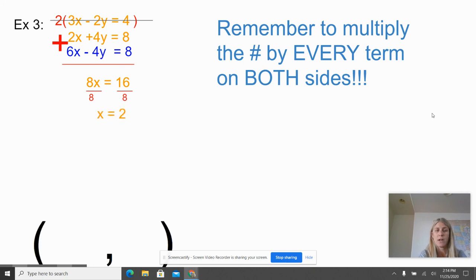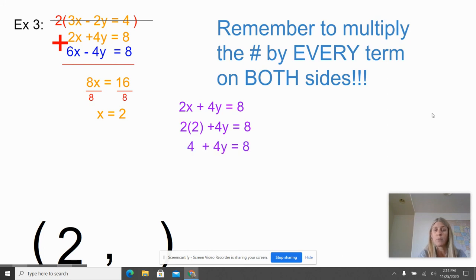We set up our answer and put 2 in our x position. Now we're going to go ahead and plug it in once again, either of the equations, and solve for y. So I'm going to go ahead and use that second equation, 2x plus 4y equals 8. I now know that x is 2, so we have 2 times 2 plus 4y equals 8, which 2 times 2 is 4, so 4 plus 4y equals 8. Subtract 4 from both sides. 4y equals 4. Divide both sides by 4. And finally, we know our y is equal to 1. We plug that in our 1 position.